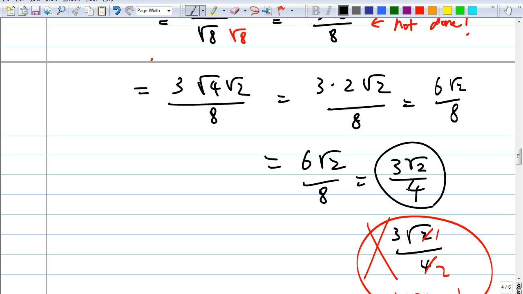So you cannot cancel this out. Please don't do that. Right, guys? You cannot cancel a radicand with a number outside. Yes? Are we good?